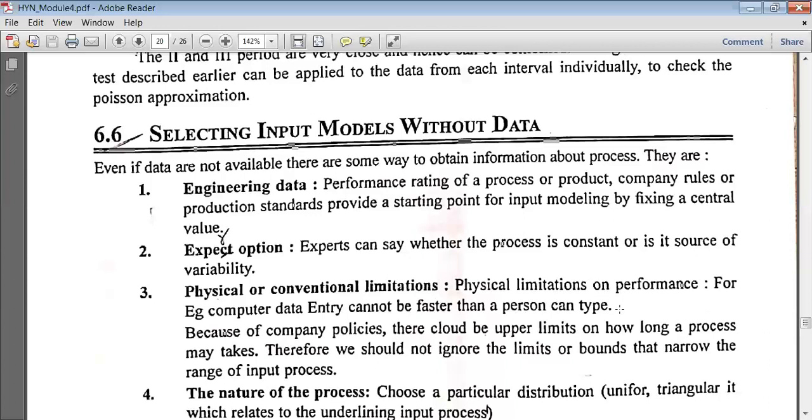Next, physical or conventional limitation is the third method of selecting input models. When you don't have data, there are physical limitations on performance. For example, computer data entry cannot be faster than a person can type. Because of company policy, there could be upper limits on how long a process may take. Therefore, we should not ignore the limits or bounds that narrow the range of the input process. So based on the limitations also, we can select the input data.